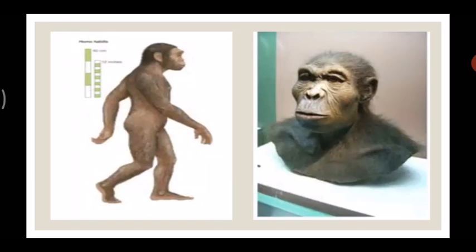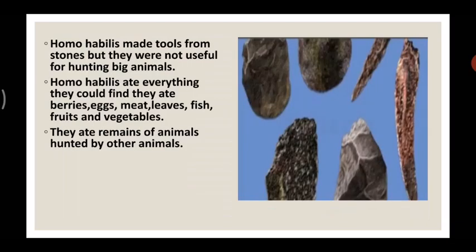He could not stand straight. His brain was bigger than that of the apes. So the Homo habilis brain was bigger than that of the apes. Although his face and limbs, meaning his arms and legs, were somewhat similar to those of the apes. Some things were similar to the apes. Okay, let us move forward.